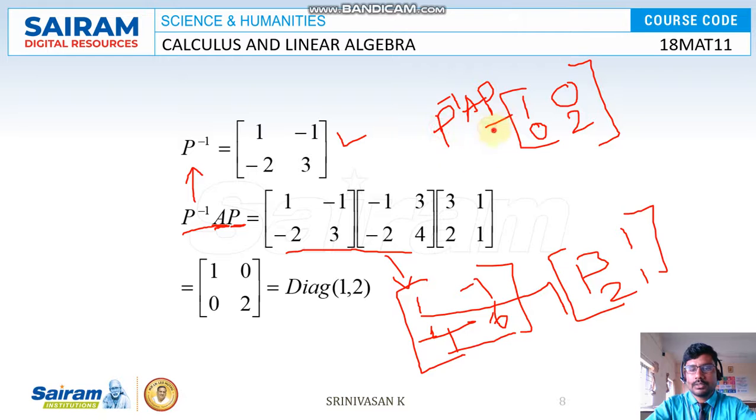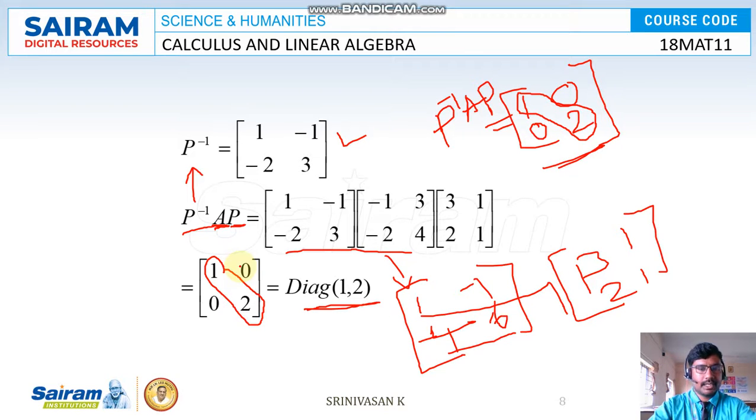Okay, so we get only the diagonal values. It is an upper triangular matrix and also a lower triangular matrix. We get only the diagonal values. So this is called a diagonal matrix. The diagonal values are 1 comma 2. So we get only the diagonal elements. It is called a diagonal matrix. A diagonal matrix is one that is both an upper triangular matrix and a lower triangular matrix. That is called a diagonal matrix. So this is the way of finding the diagonal matrix.